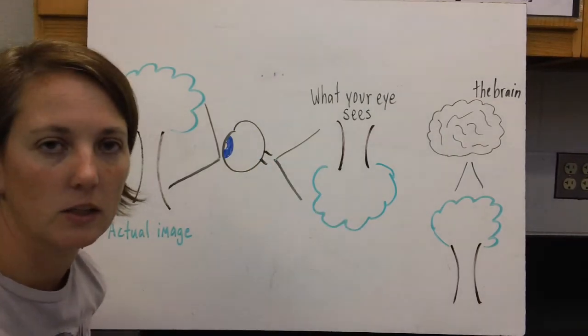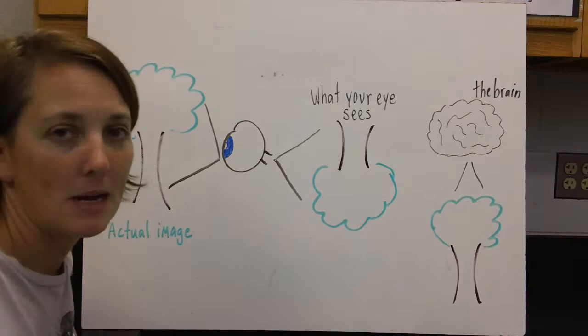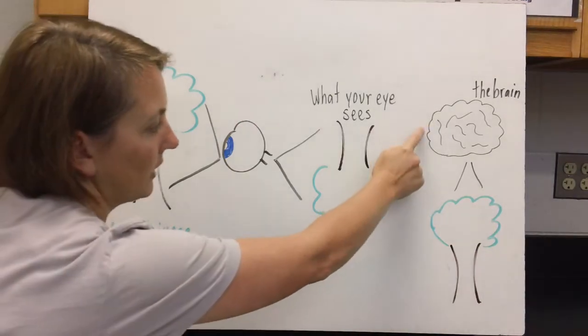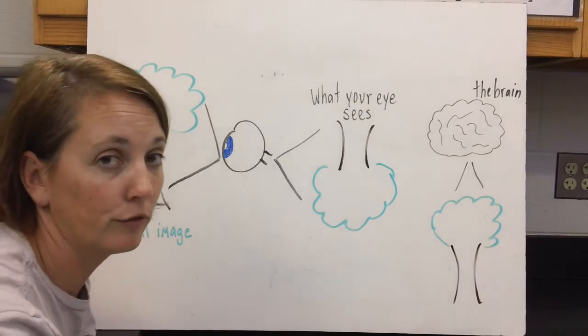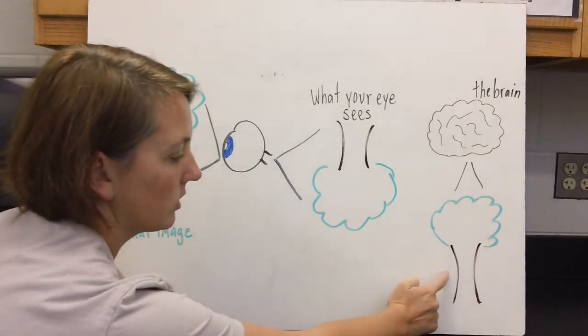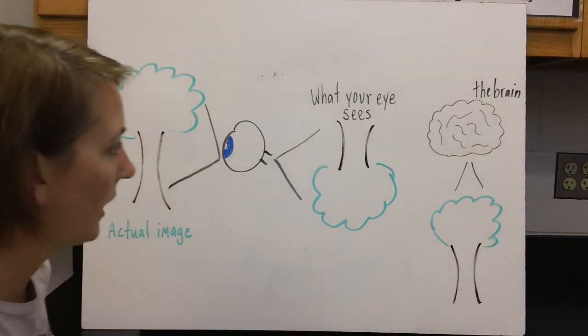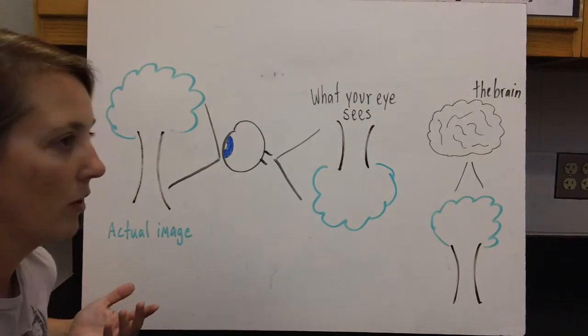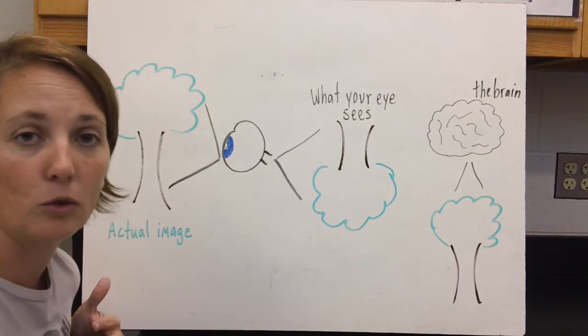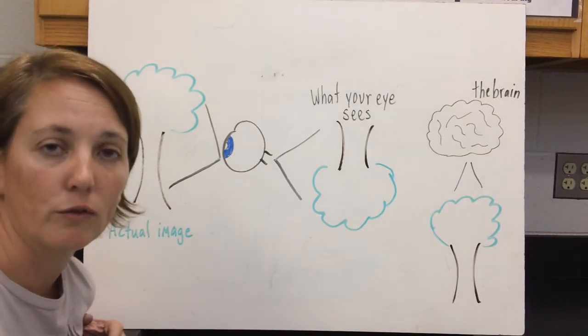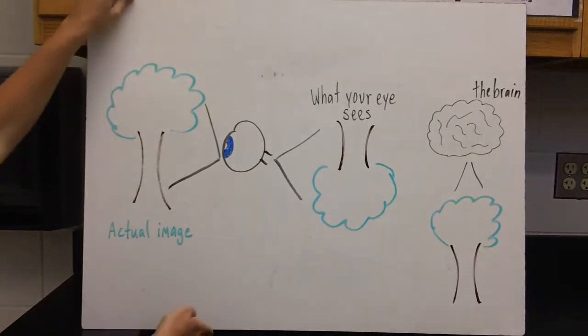It actually sees the tree upside down, but I have this amazing organ in my body called my brain, which at an early age is trained to flip that image right side up. So this is what we get to see. Okay, it's a pretty neat fact that as a baby, technically everything is upside down until your brain has trained itself to flip everything right side up.